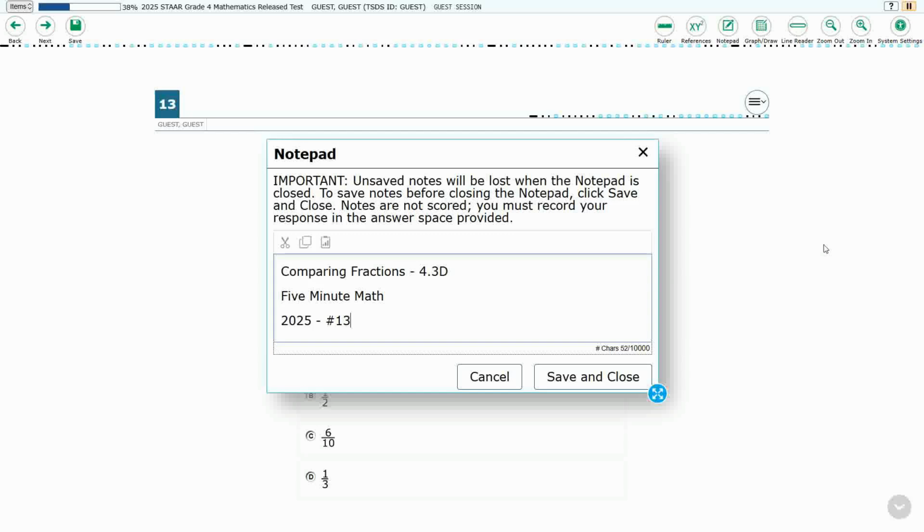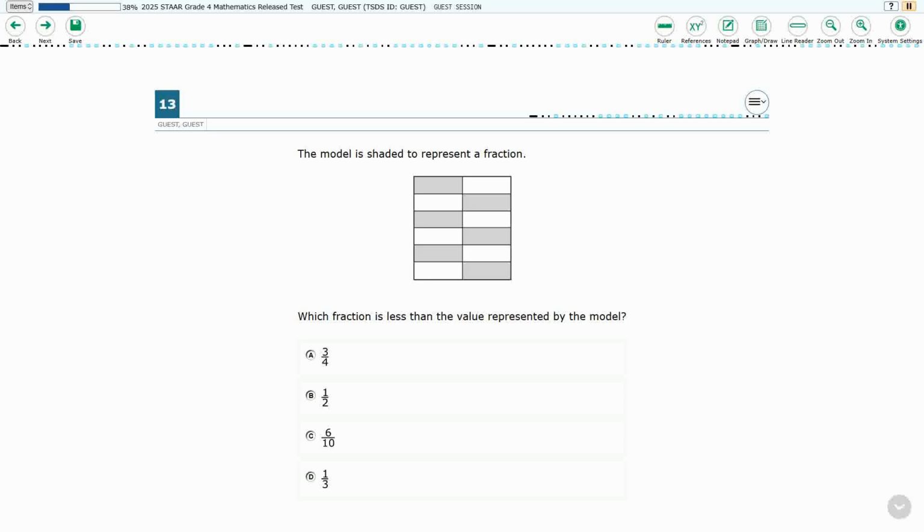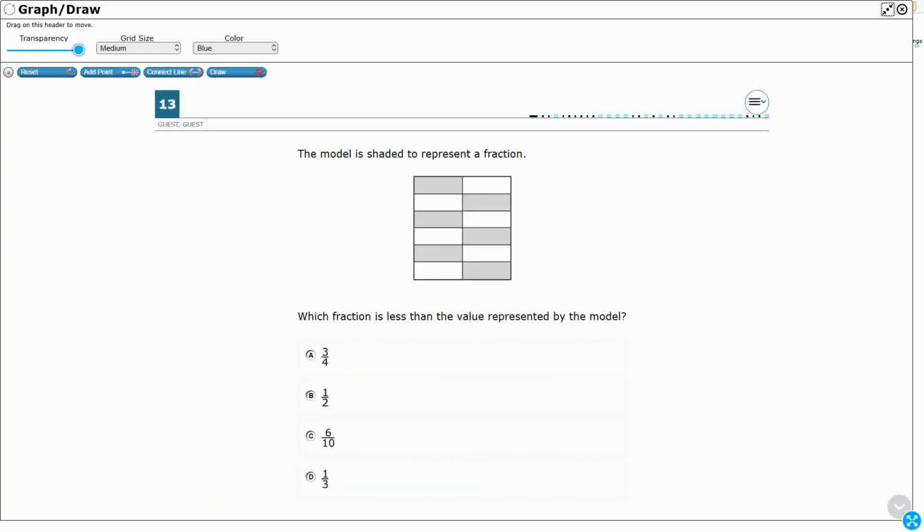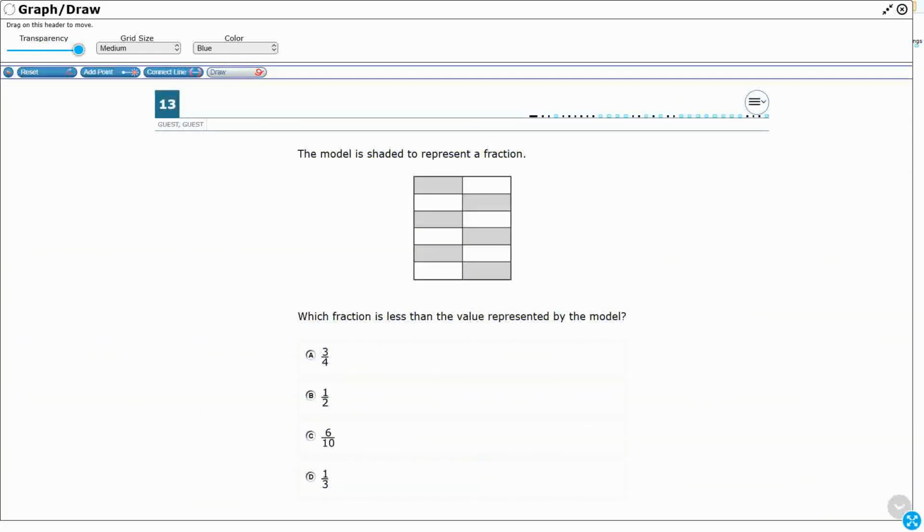Today we are looking at the fourth grade concept of comparing fractions. This is standard 4.3D in the great state of Texas, and we are using item number 13 of the 2025 released STAAR test. If you haven't done so already, please take a moment to pause the video, work this problem out on your own, unpause it, and we will look at our answers together.